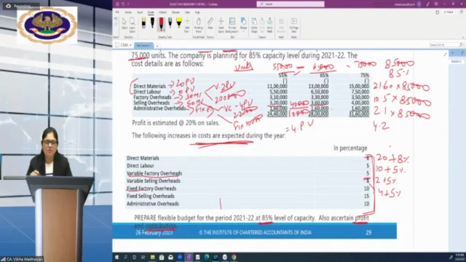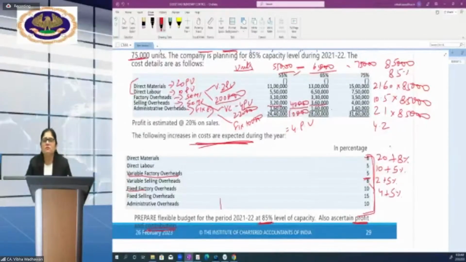Clear? We have taken first all the variable proportion of the overheads. So all the 4 variables we have taken. Now we will take the fixed proportion. Fixed factory was 2 lakh, we found out. 2 lakh was fixed factory.